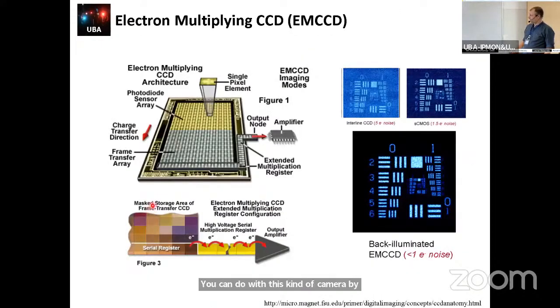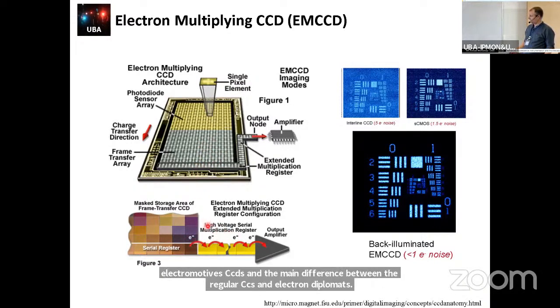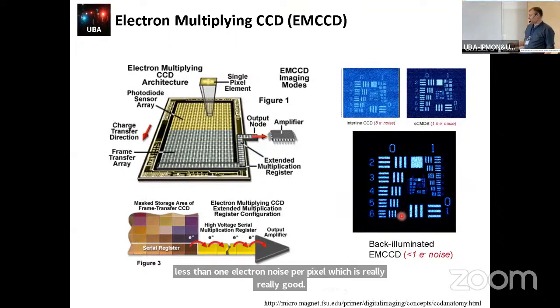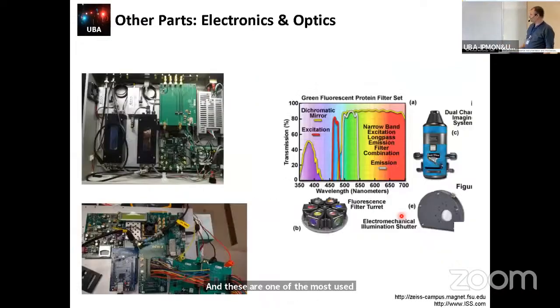But most traditionally, super resolution was based on electron multiplying CCDs, and the main difference between the regular CCDs and electron multiplying is that after the reading, they have a high voltage serial multiplication that will amplify the signal and increase the signal to noise, as you can see here in comparison with the CCDs or the CMOS, and we can have less than 1 electron noise per pixel, which is really, really good. And these are one of the most used cameras for single molecule techniques, let's say.